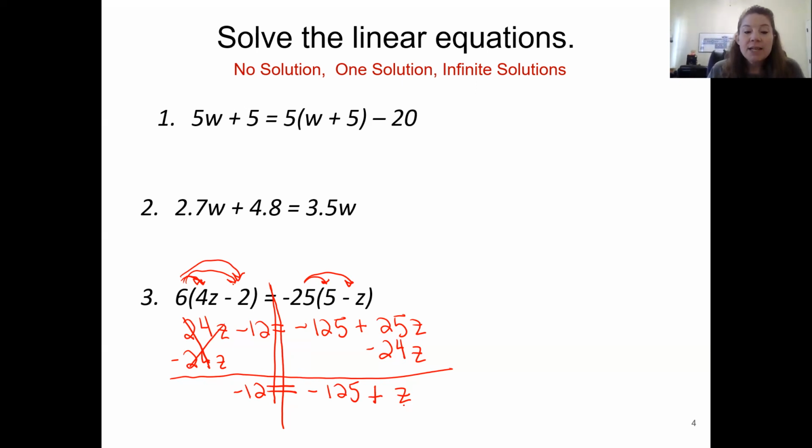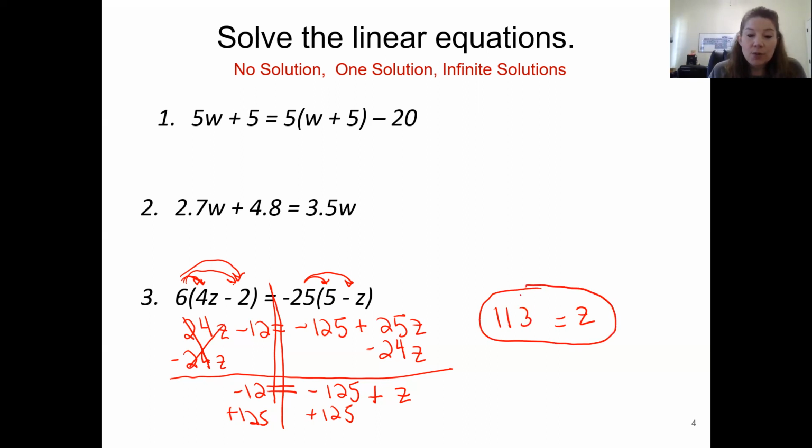All right. So now I want z by itself. So how do I get rid of minus 125? I'm going to add 125. Going to add 125, and I've run out of room. But z is equal to, what is that? 113, I think. So 125 minus 12 is, yep, 113. 113. That's what z equals. Ooh, that's a lot of steps. You might need to rewind the video and go through that problem again, okay?